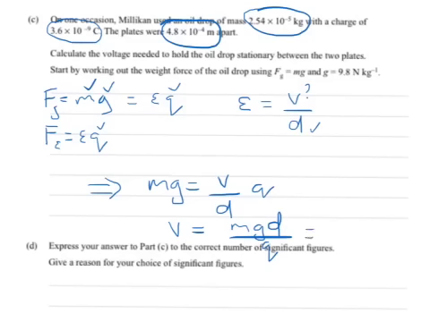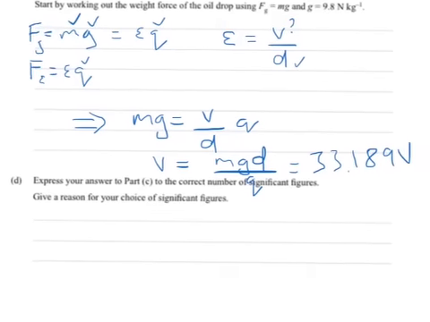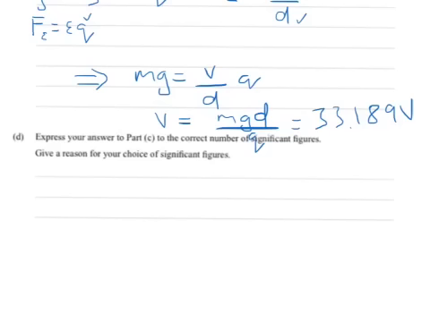Okay, so we're just going to plug in our numbers and perform a calculation. I'll just write down the answer. So the mass, 2.54 times 10 to the minus 5, times the gravity, 9.8, times the distance of separation, 4.8 times 10 to the minus 4, divided by the charge, 3.6 times 10 to the minus 9, gives 33.189 volts.